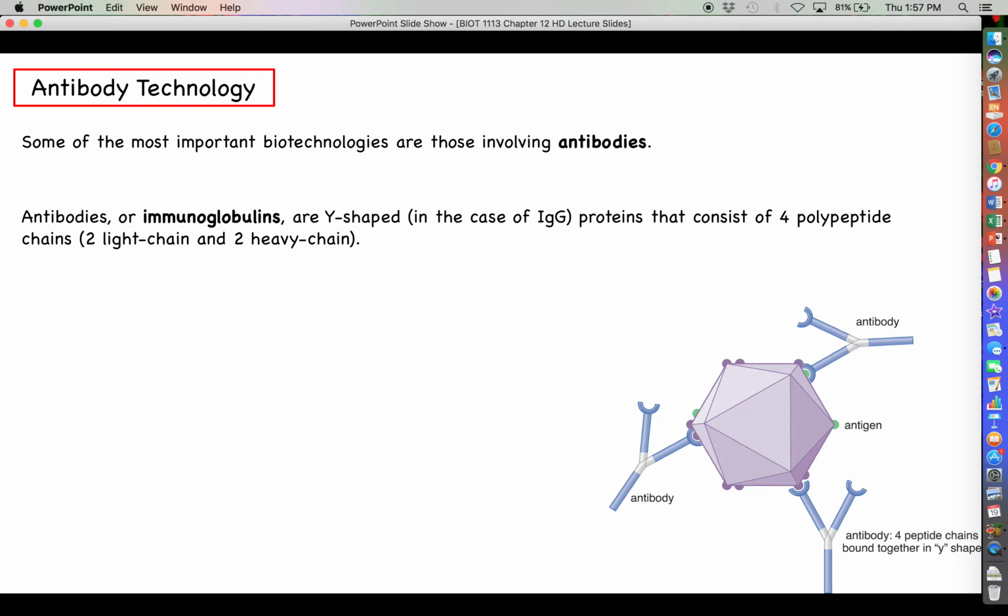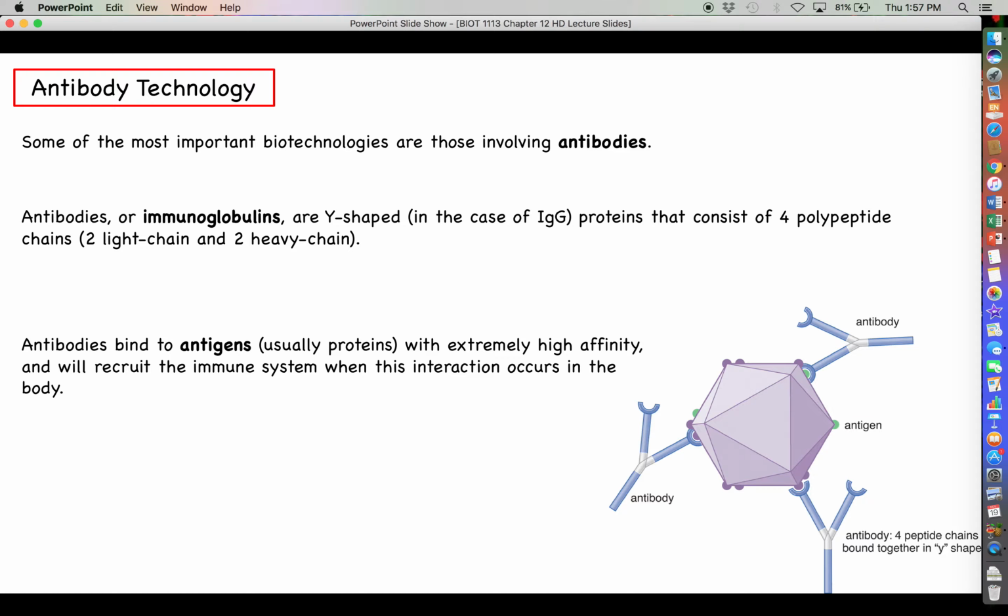So antibodies are also called immunoglobulin. Your textbook says that they're Y-shaped, but this is only the case for a particular type of immunoglobulin called IgG. If you look up any of the other immunoglobulins, you'll see that they're not necessarily Y-shaped. But they consist of 4 different polypeptide chains, 2 of which are called light chains and 2 of which are called heavy chains. As we know by now, what makes antibodies so useful is that they bind to antigens, usually some type of protein, with very, very high affinity.